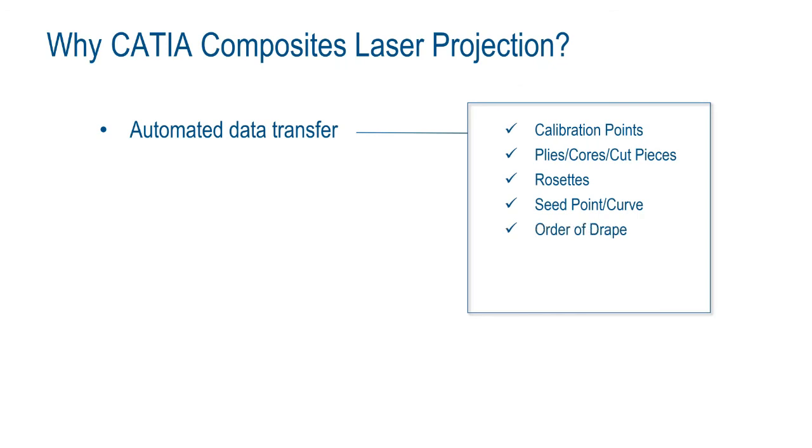Order of drape, which would optionally help to define regions of the ply that should be smoothed out in a particular sequence. Any text that we might want to add to pass along semantic information to the laminator, such as the ply name.